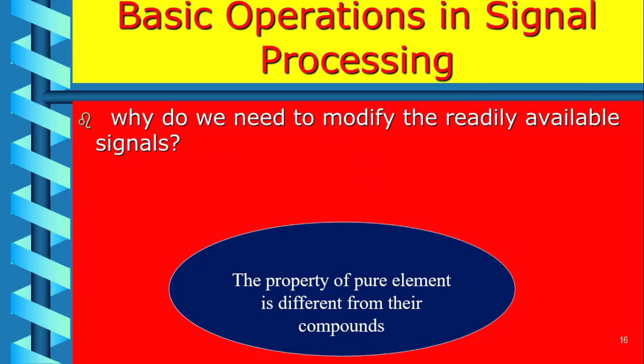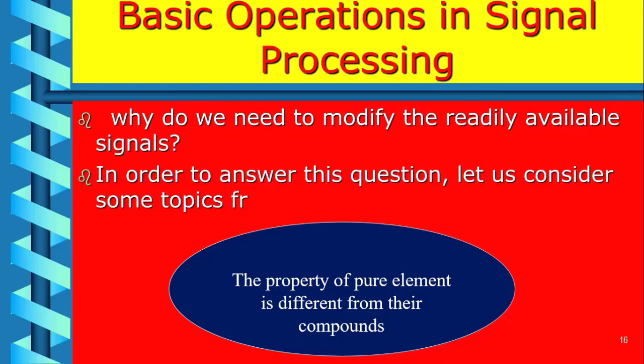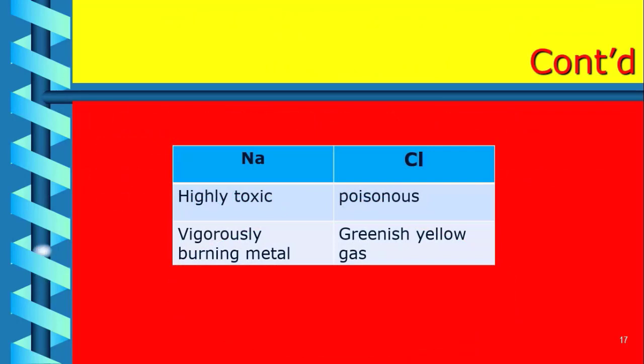Now let's ask one question. Why do we need to modify readily available signals? Instead of using the available signals simply, why is it necessary to modify these signals? In order to answer this question, let's see some of the topics from your chemistry course. We have elements and compounds, and the property of a pure element is quite different from their compounds. Now let's see some examples.